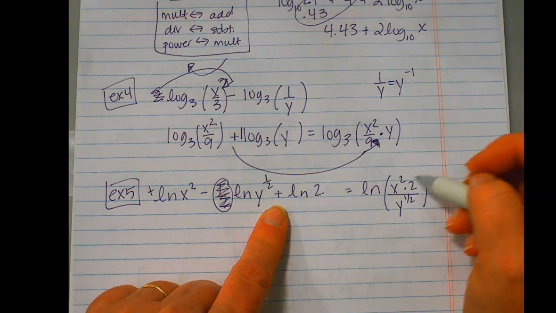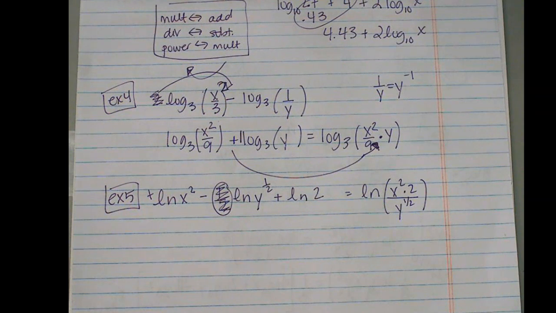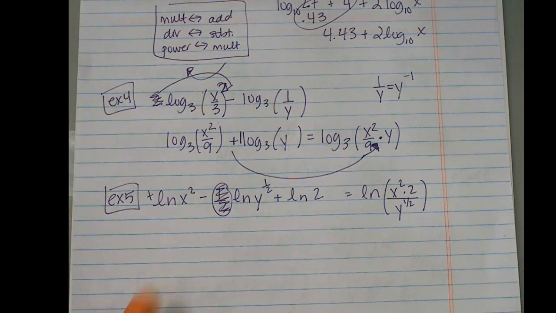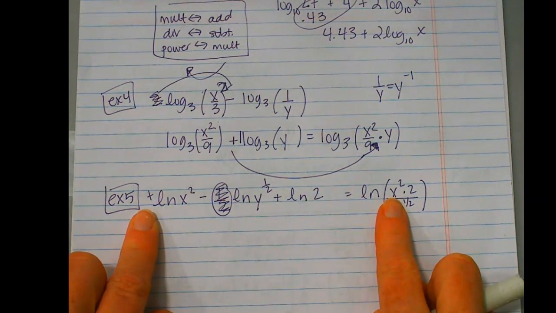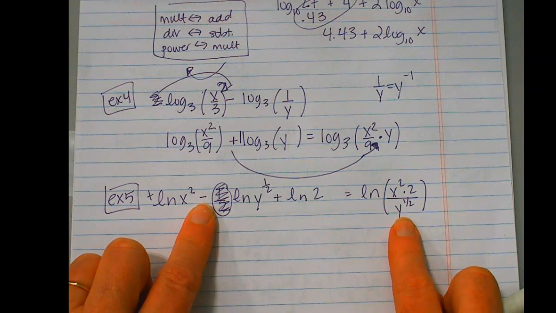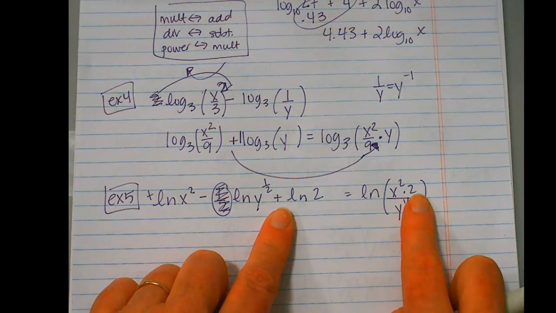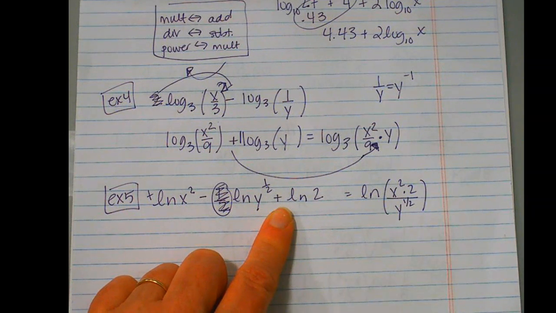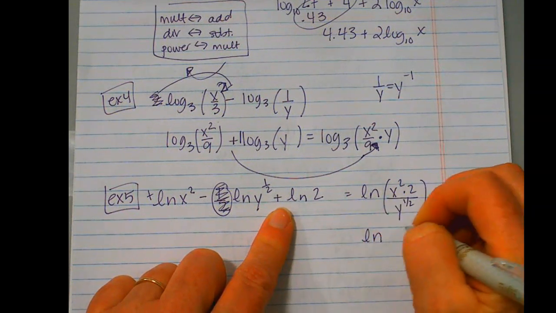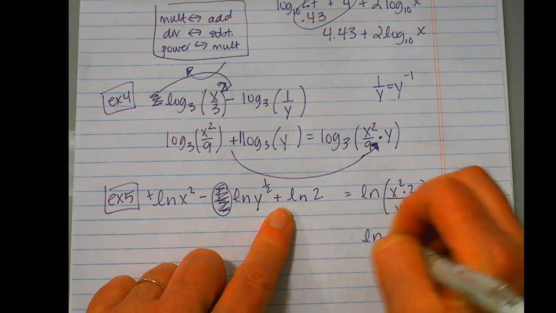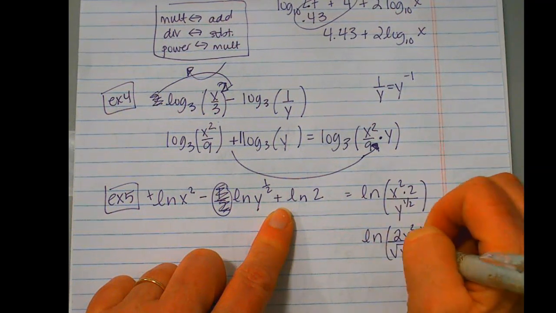It's in a weird order, but that's fine. I've done everything in the right place. Plus means put it in the top, multiplication. Minus means division. Plus means put it back in the top. You might see this answer written in the book like this: 2x squared over the square root of y.